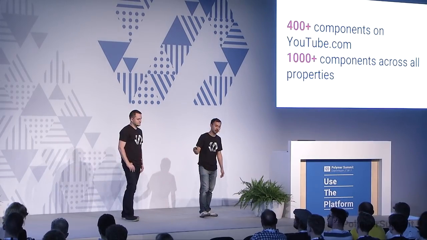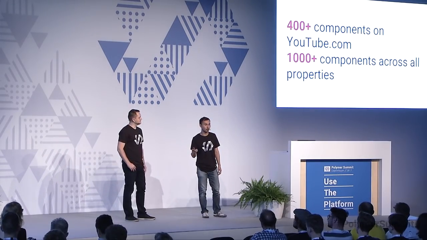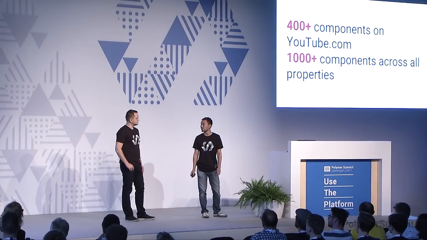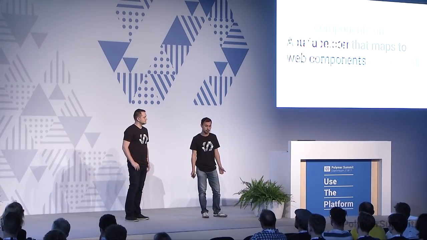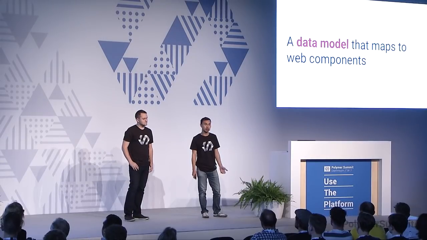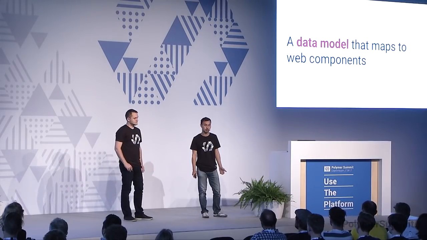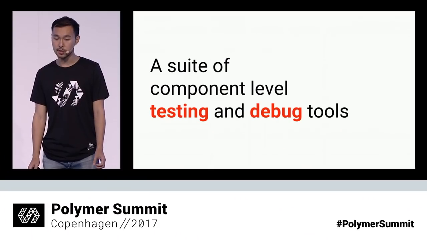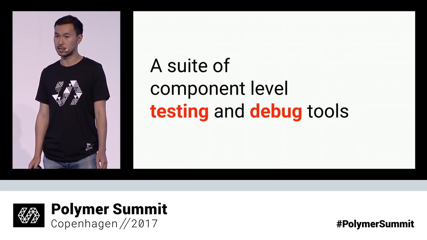So what's the state of Polymer at YouTube? We've mentioned that we have over 400 components on YouTube.com and over 1,000 components across all properties. We have a data model that maps really well to web components. We have a highly optimized list rendering system. And we have a suite of component-level testing and debug tools. But there are a few things that we're still trying to bring up to date, which is probably not a big surprise from a website that just dropped IE9 support.